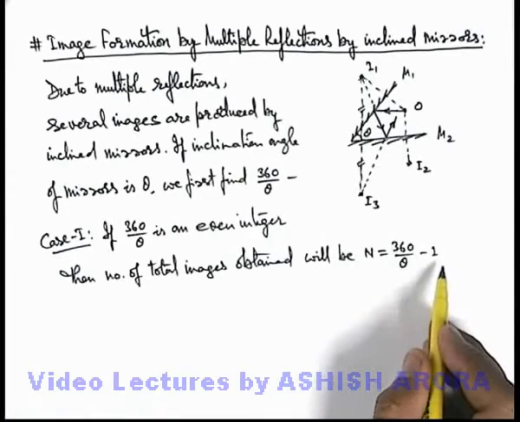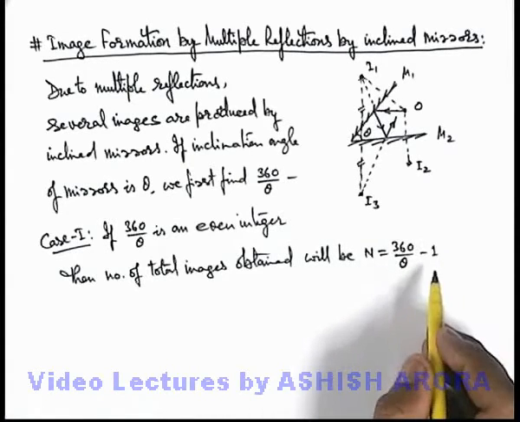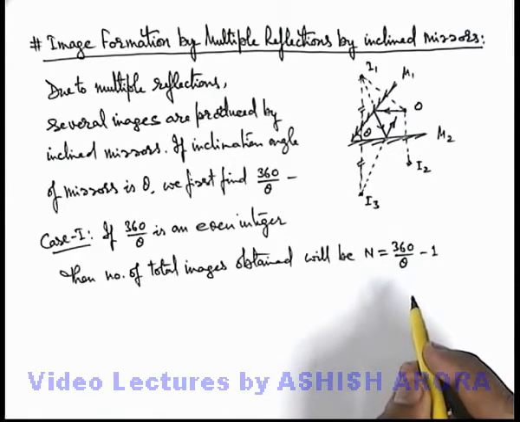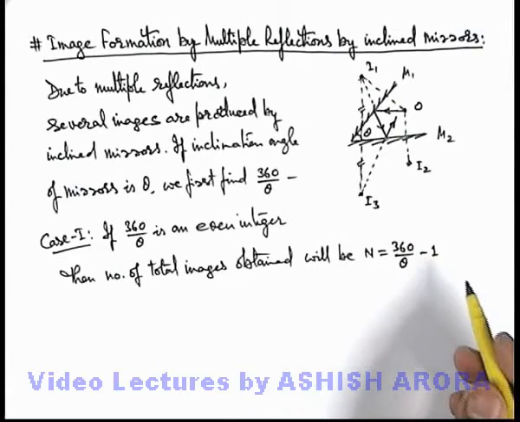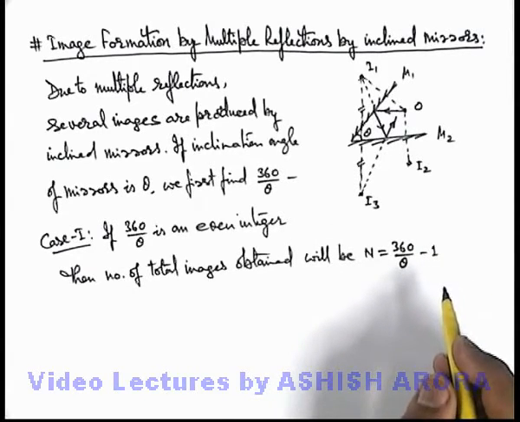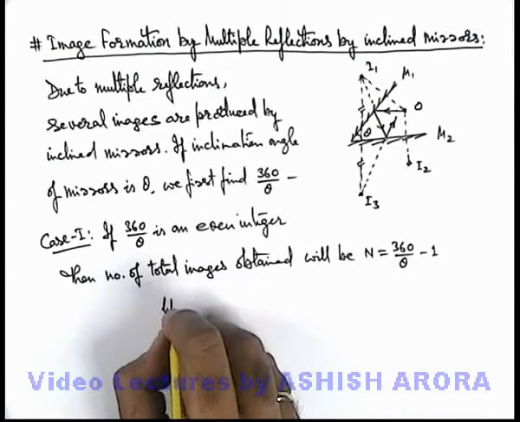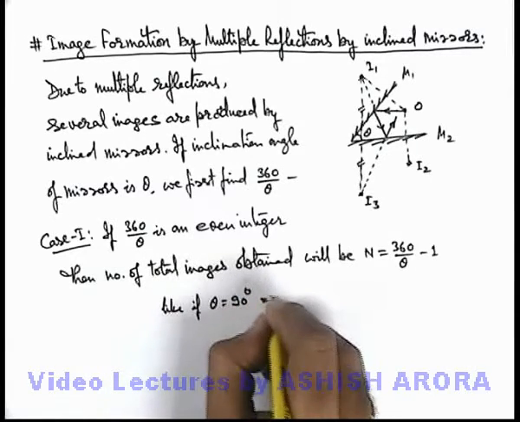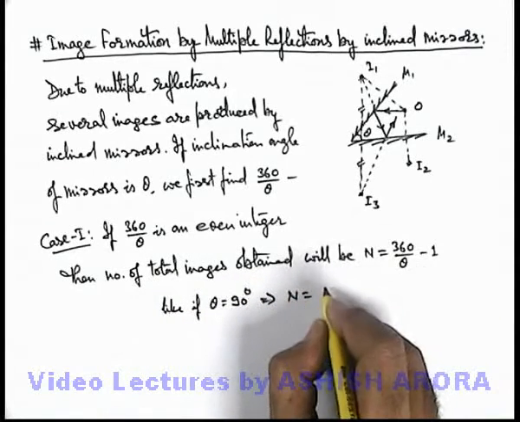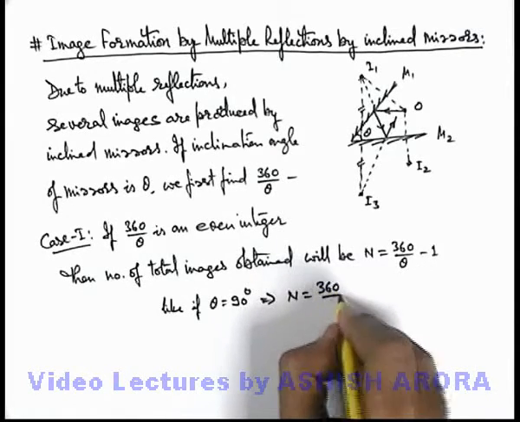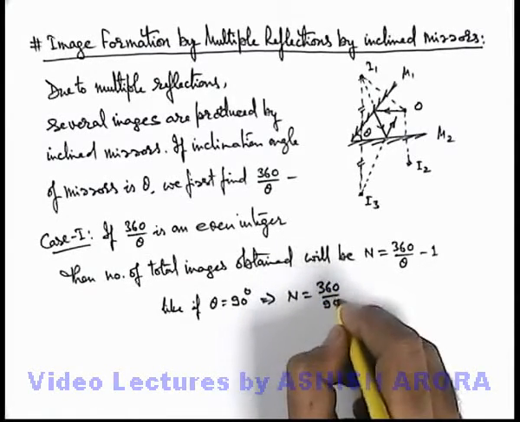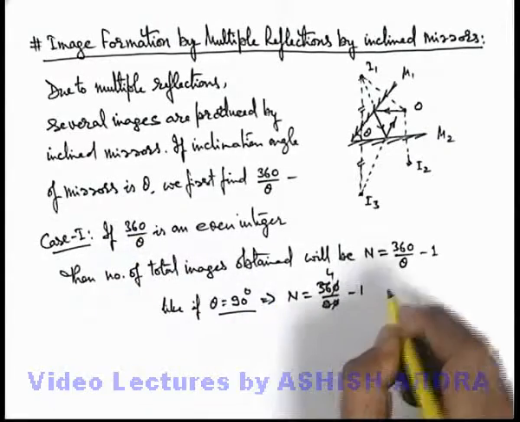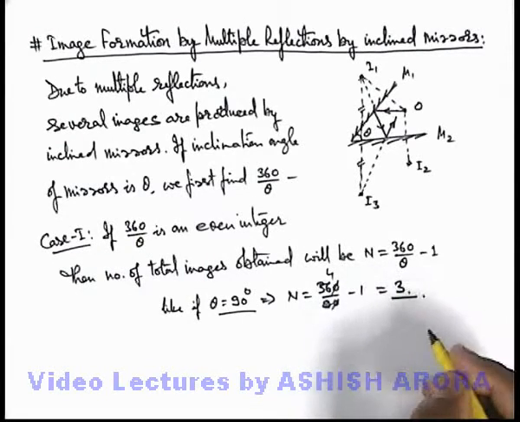How the formula comes is right now beyond the scope of these junior physics lectures, but in advanced physics at high school level, you will be able to derive this formula when we study advanced analysis. For example, if theta is equal to 90 degrees, the number of images can be written as 360 by 90, which we know is equal to 4, minus 1. As 360 by theta in the case of theta 90 is 4, the number of images will be 3.